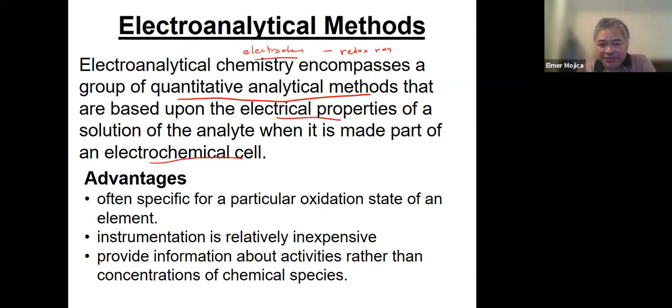So the main advantage of this method is it's often specific for a particular oxidation state of an element. Okay, so which element do we expect to be usually oxidized? Anong element yung expected mo mag-oxidize? Because we have an environment that has oxygen. So whatever happened, this type of element will always oxidize. And these are what? Yung mga metals, right? So metals, we could say, will always undergo oxidation.